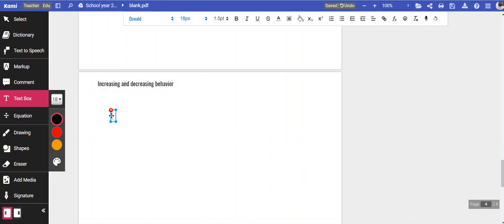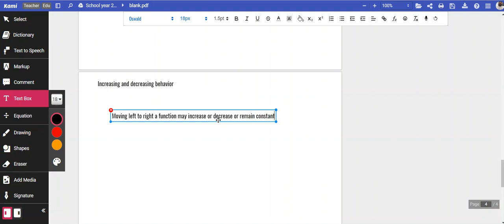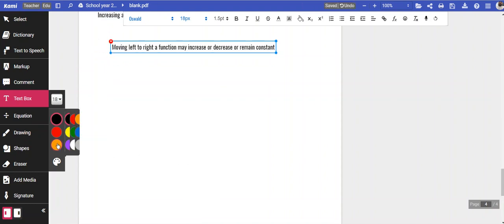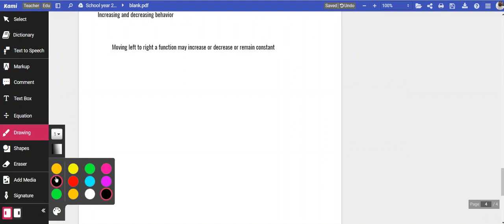So how I describe this is you're moving left to right. When you go from left to right on the graph, a function may increase or decrease or remain constant. If that makes sense. So it may increase or decrease, or it may remain constant. So what do I mean by this? So let's look at a graph.